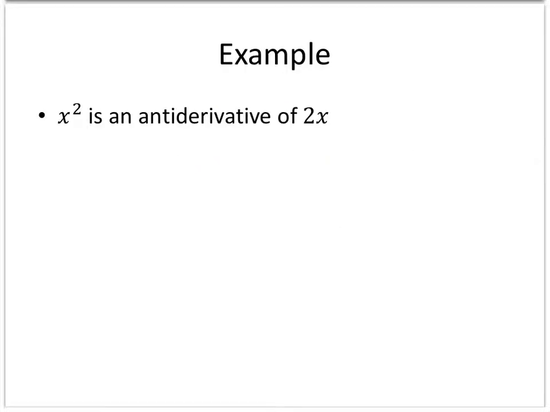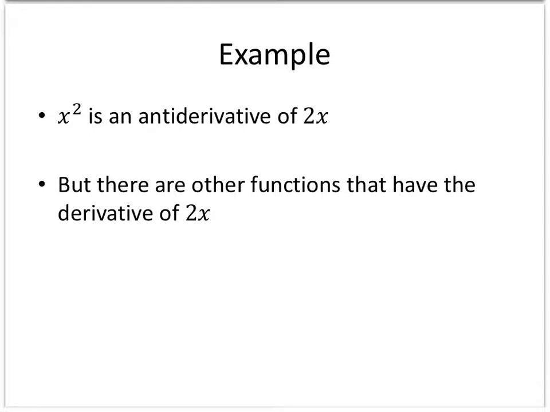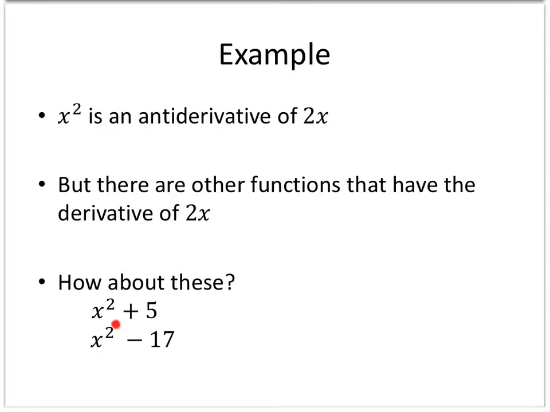So I'm going to tell you that x squared is an antiderivative of 2x, because if you take the derivative of x squared, you get 2x, right? Well, there are other functions that also have a derivative of 2x. How about these? If I take the derivative of x squared, I get 2x, and the derivative of a constant is 0. So we have to pay attention to that constant.